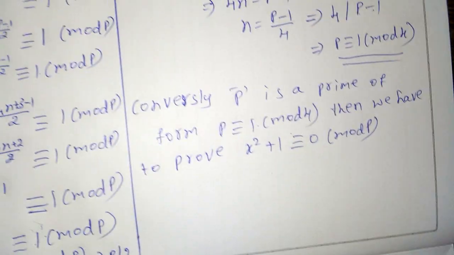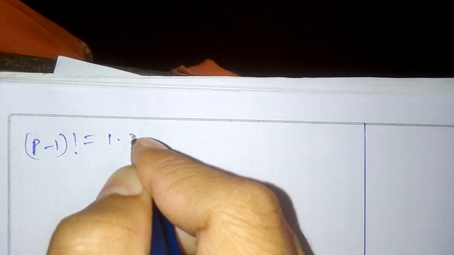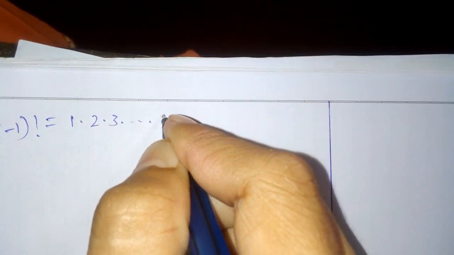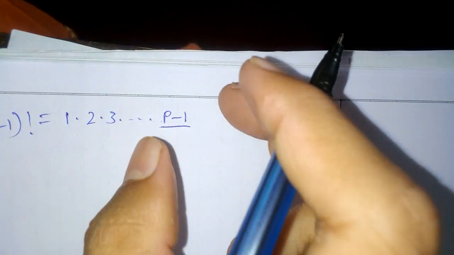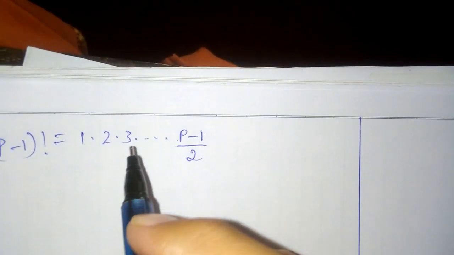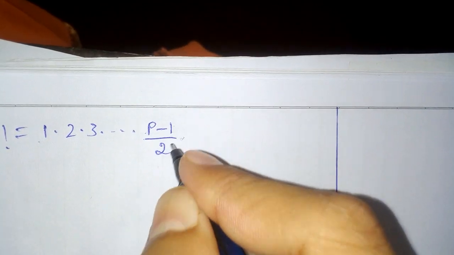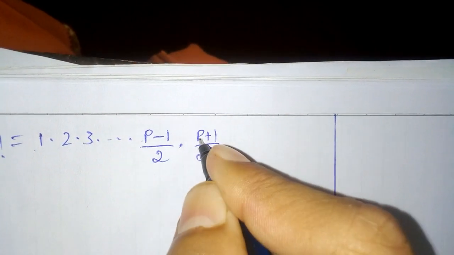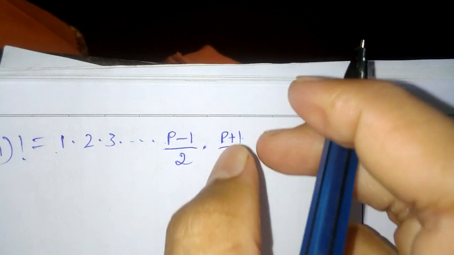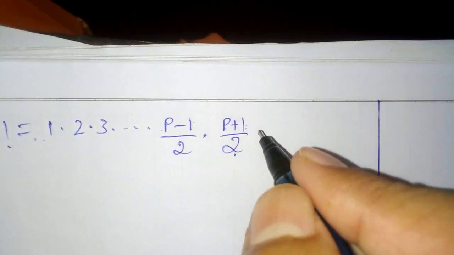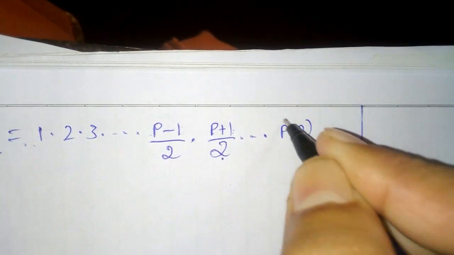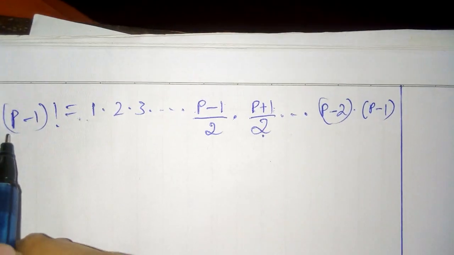Now, what is (p minus 1) factorial? It is 1 into 2 into 3, up to p minus 1. Since p is an odd prime, p minus 1 is an even number. If we divide it by 2, it comes between 1 and p minus 1. And the next number is (p plus 1)/2. Since p is an odd number, if we add 1 to it, it becomes even, so it is divisible by 2 and gives an integer that lies between 1 and p minus 1. And up to p minus 2 into p minus 1. This is (p minus 1) factorial.